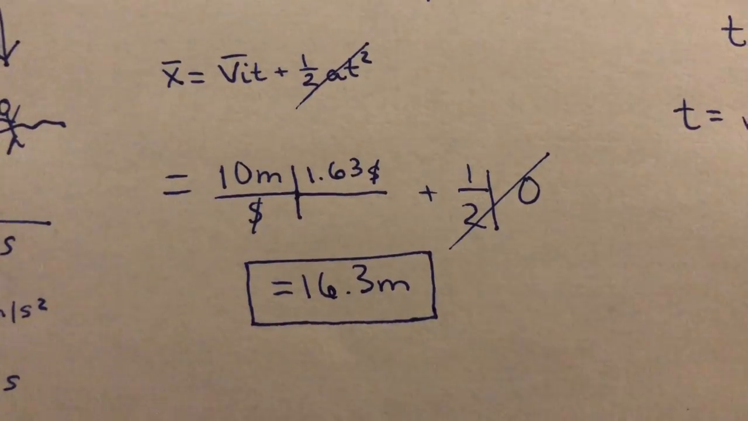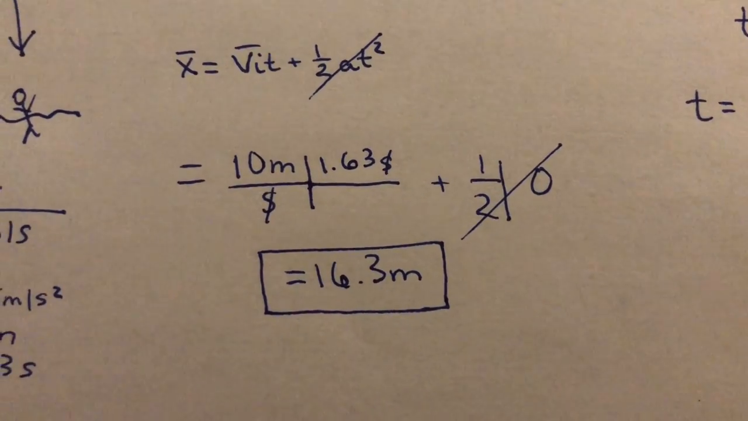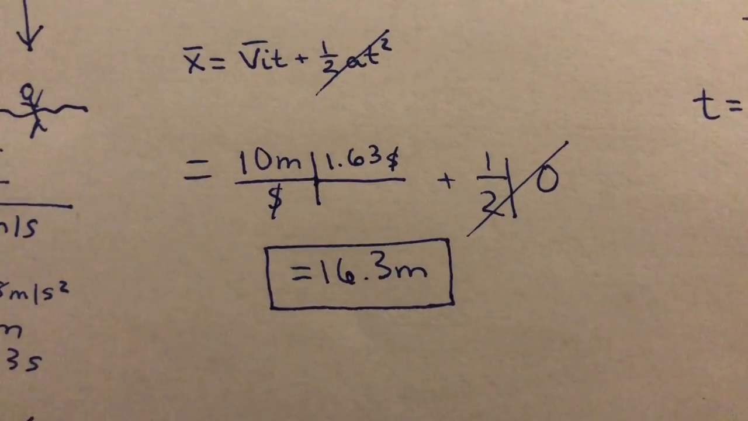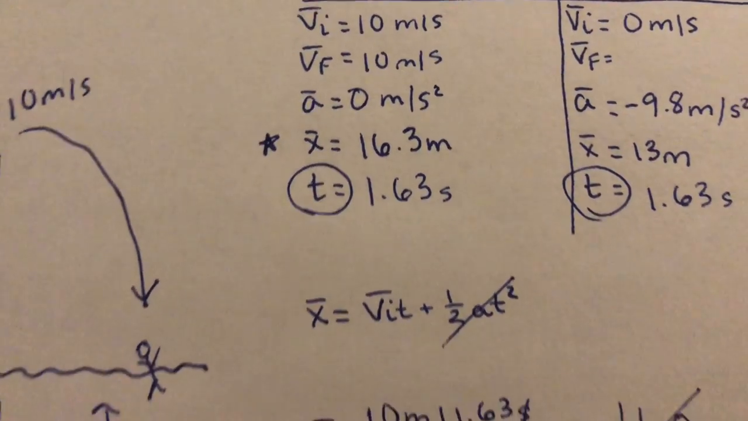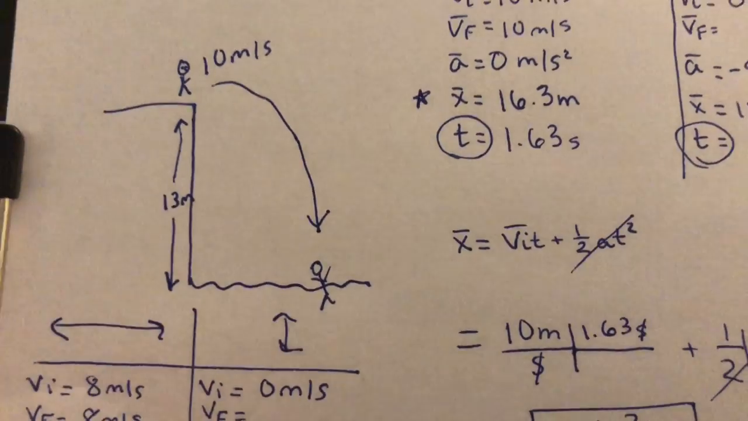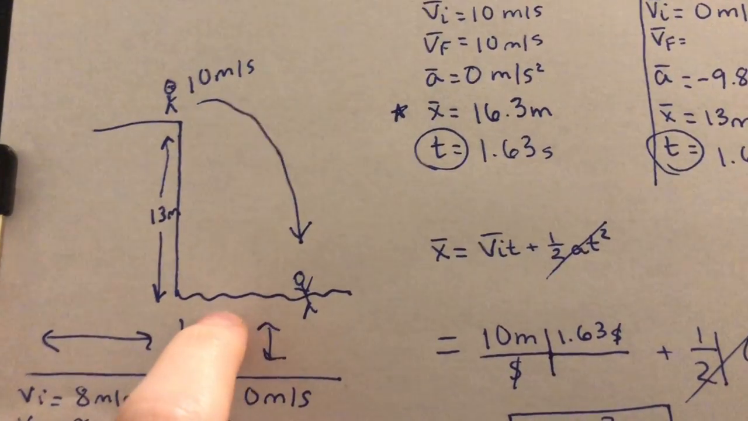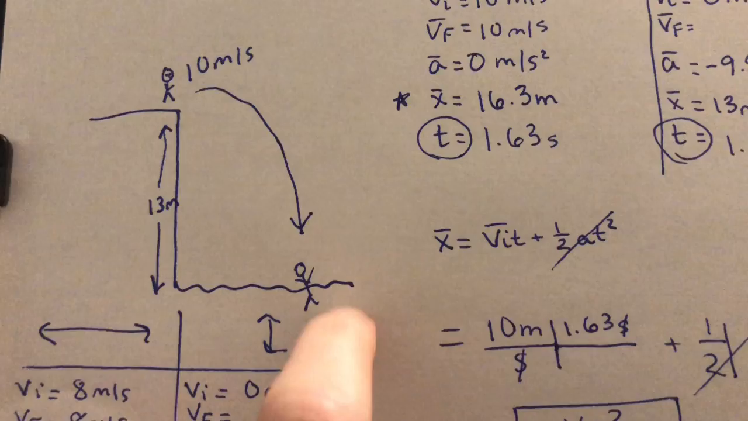That gives us 10 meters per second, the initial velocity, times the time, 1.63 seconds. This will give us 16.3 meters, which we can then fill out on our chart and answer the first part of the question, which is that the boy lands in the water 16.3 meters from the cliff.